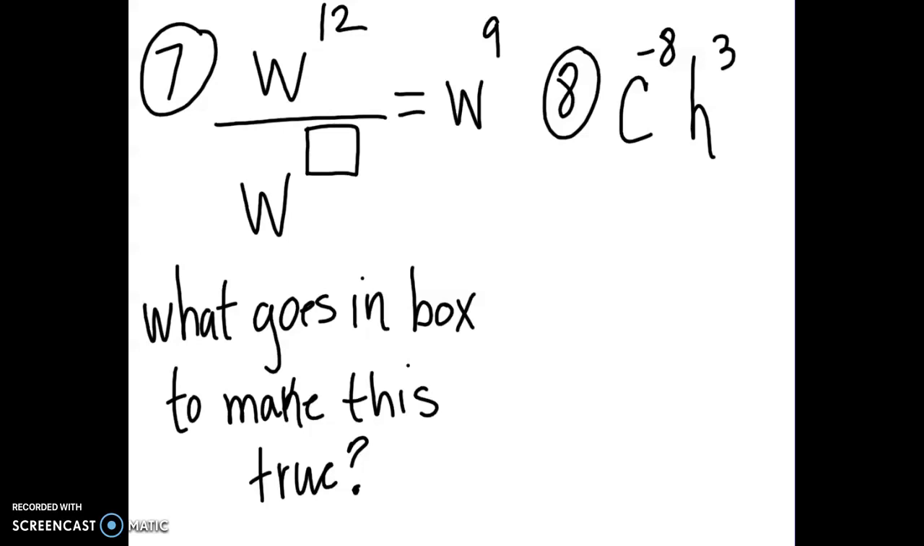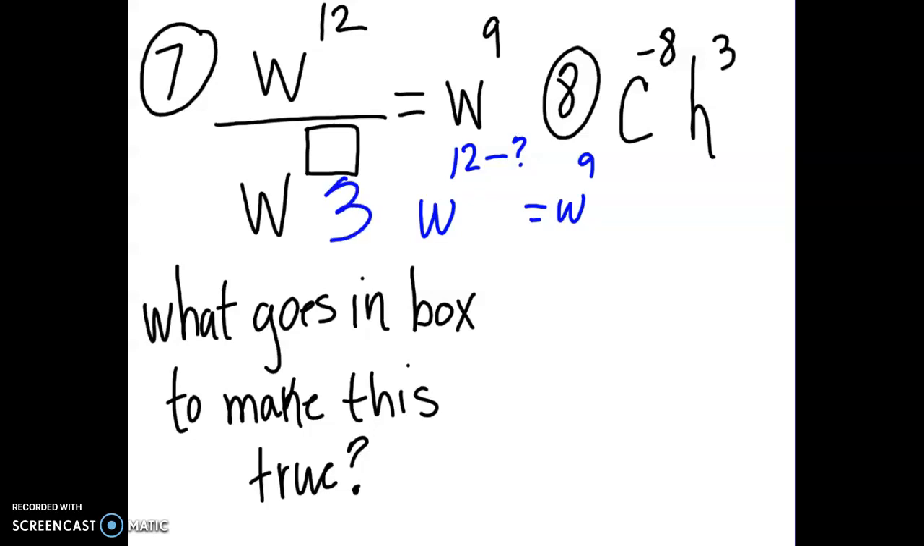All right, so in number 7, our ultimate goal is to get the final answer, or W to the 9th power. So what would we need on the bottom? W to the what power? And remember, when we are doing division, we are subtracting. So 12 minus what is going to leave me with 9? So this would have to be a 3.